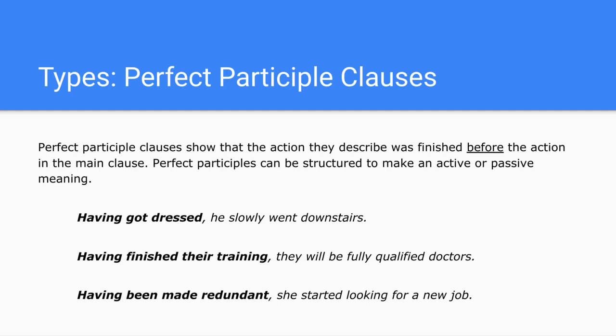Now, look at the third type, which is when we use the perfect participle. They show an action that was finished before the action in the main clause. That's the main thing about them. Also, they can be structured to either have a passive or an active meaning, so you have to figure this out. Let us look at the examples.